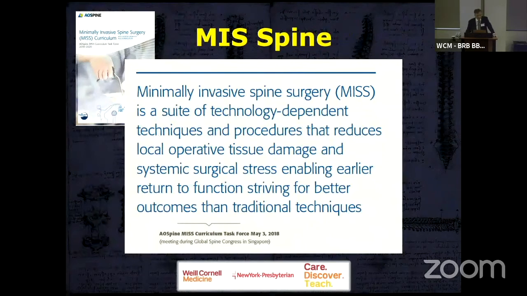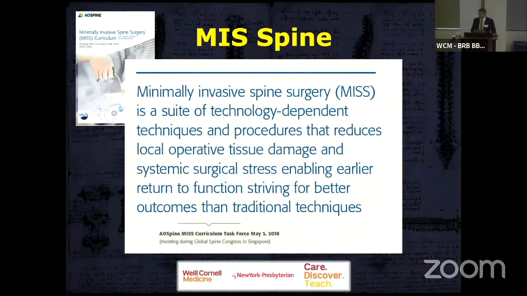We settled on MIS as a suite of technology-dependent techniques and procedures that reduces local operative tissue damage and systemic surgical stress, enabling earlier return to function, striving for better outcomes than traditional techniques. So you can see it's certainly technology-dependent, and the goal is to have the same or better outcomes than what we usually see with open surgery.